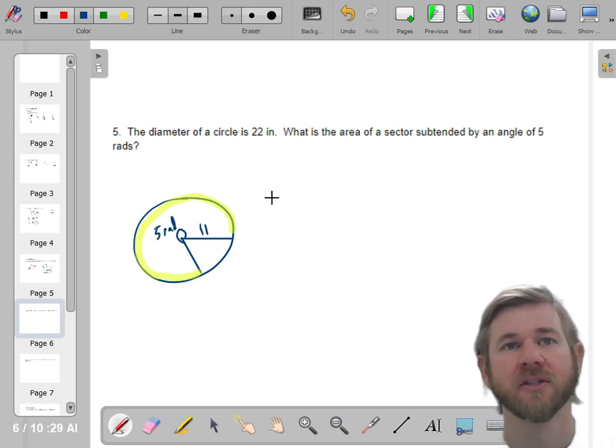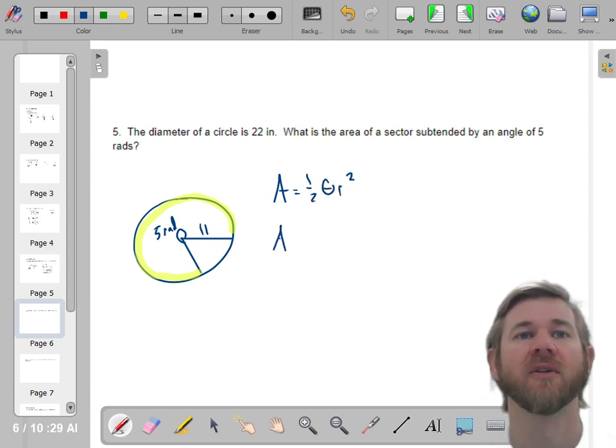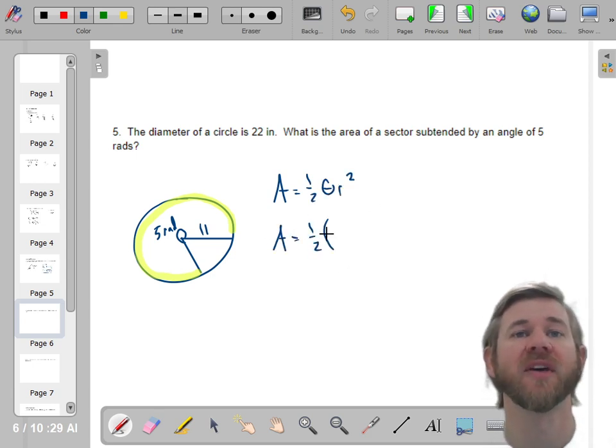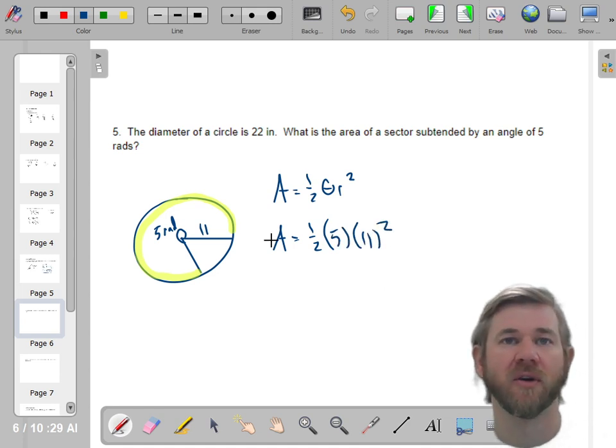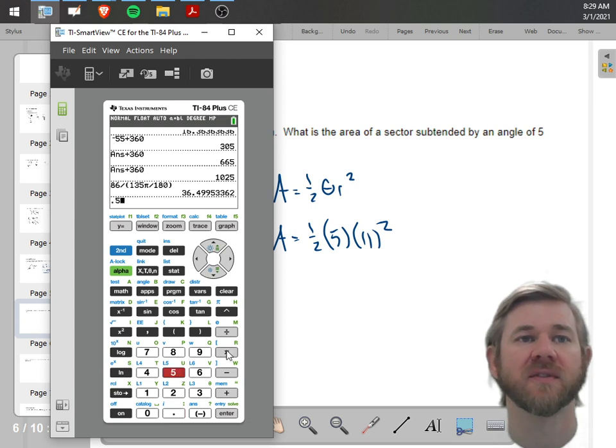So if we want to find the area of the sector, 1/2 theta r squared is the formula. We don't know the area. 1/2. We do know theta. Theta is 5. We do know the radius is 11. So this is pure calculator work. 0.5 times 5 times 11 squared.